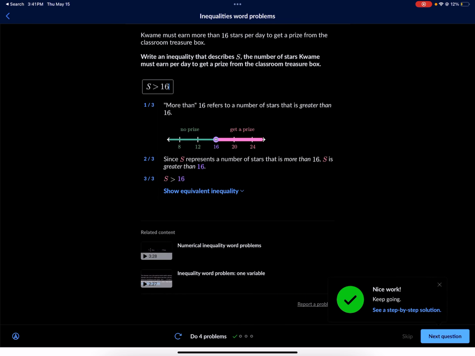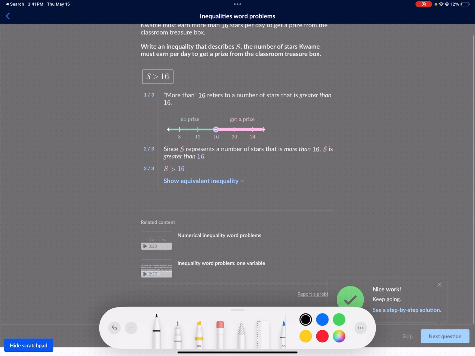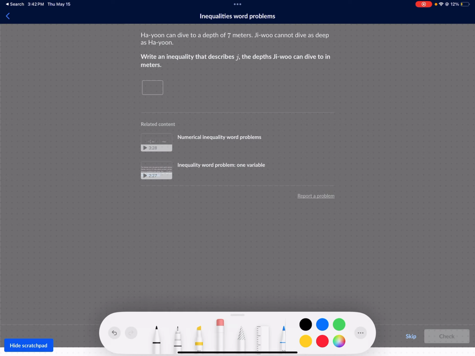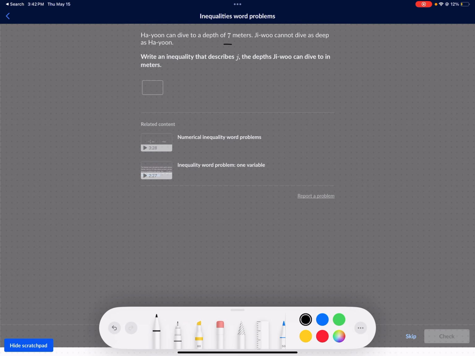And yeah, you can do a number line, but I just think it's better to use the number. The number and the variable are the most important part. Like, we don't care if her name is Kwame. We don't care about the treasure box. I mean, good to know, but it won't help us with the problem. We want to know the variable and the number. So that's all we need to do. Look at that. Number, variable, that's all we need.